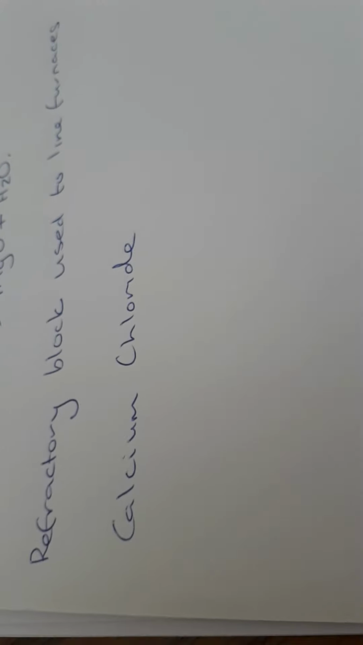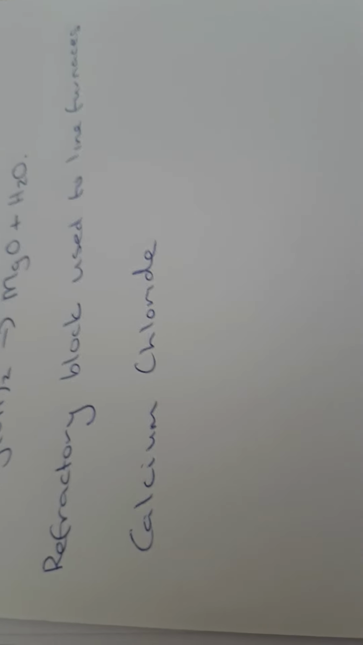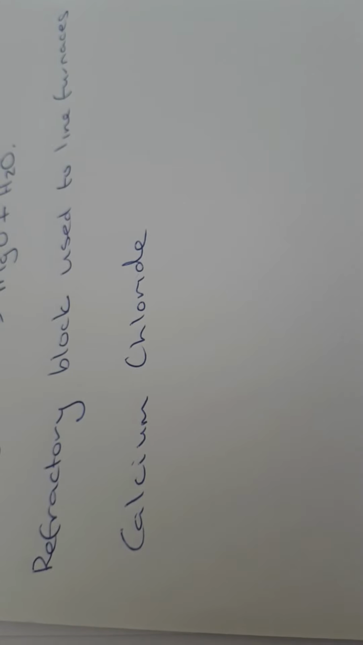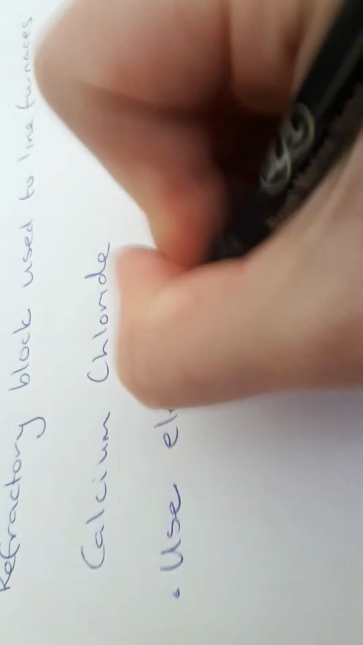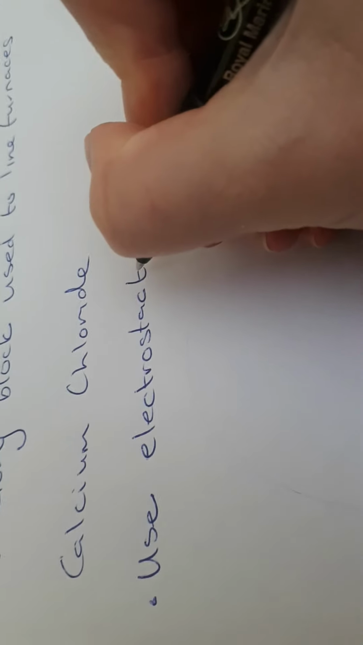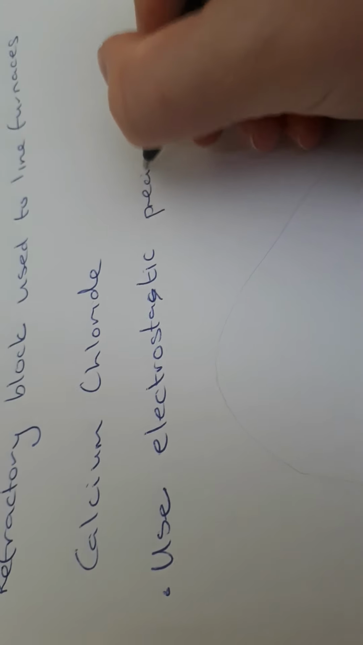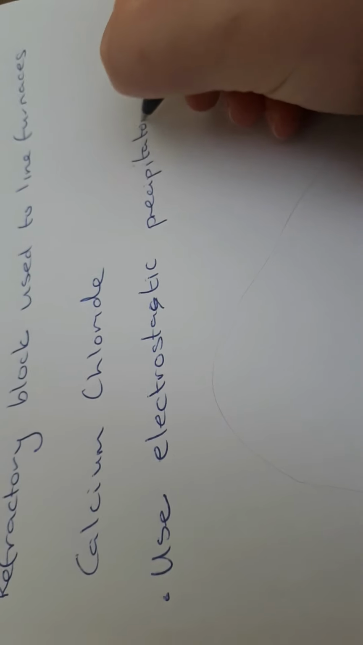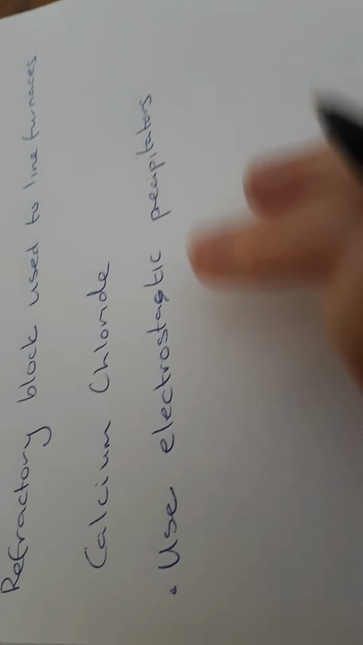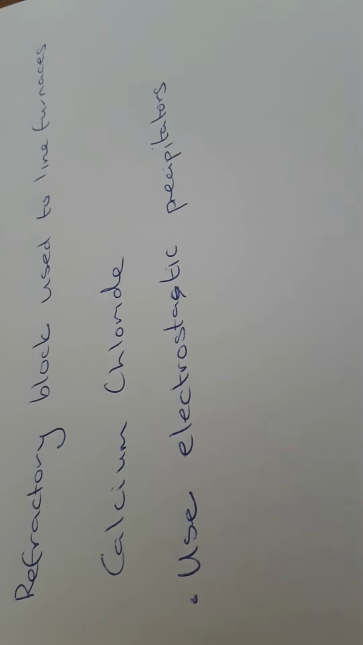The calcium chloride. And you are asked, state one measure taken by these companies to avoid ecological damage to their surroundings. So I've put this in the notes already. Probably the biggest thing that they use is electrostatic precipitators. Okay. And in that way, they gather up the dust. And when they gather up the dust, it prevents them from being emitted into the atmosphere.